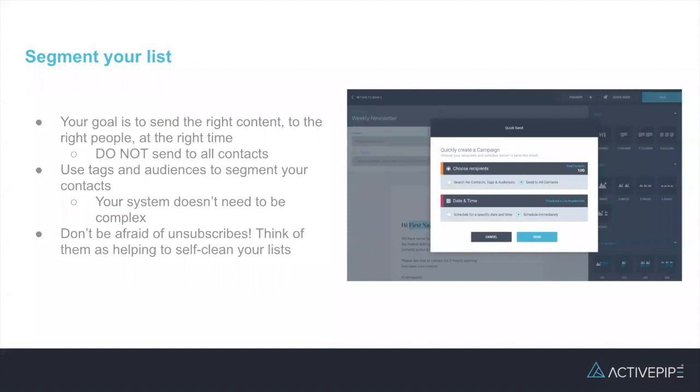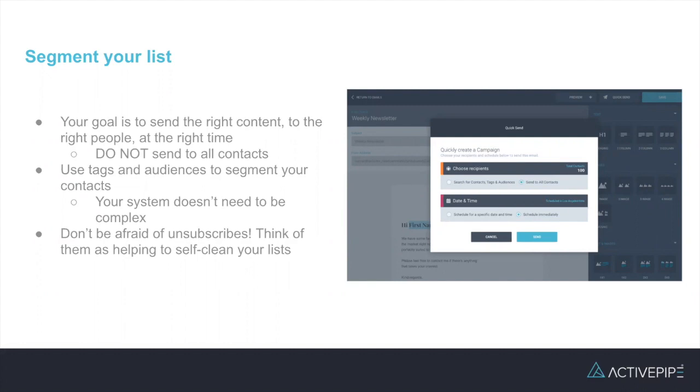Or if you don't use a CRM and you're uploading your contacts into ActivePipe via CSV file, then you should be using our tagging system to split out your groups. I also want to remind you that you don't have to overcomplicate it. Even just having four separate tag groups is really going to help you out in the long run and take you a long way with sending relevant messaging to your respective recipients.